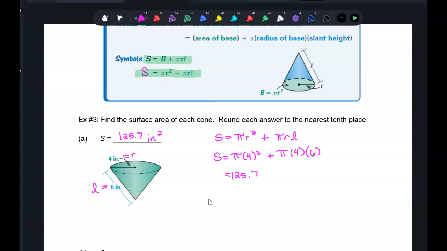Did you find it? You got 91. Did you remember to square the 4? So 16 pi plus 24 pi. Oh, I forgot 16 pi.